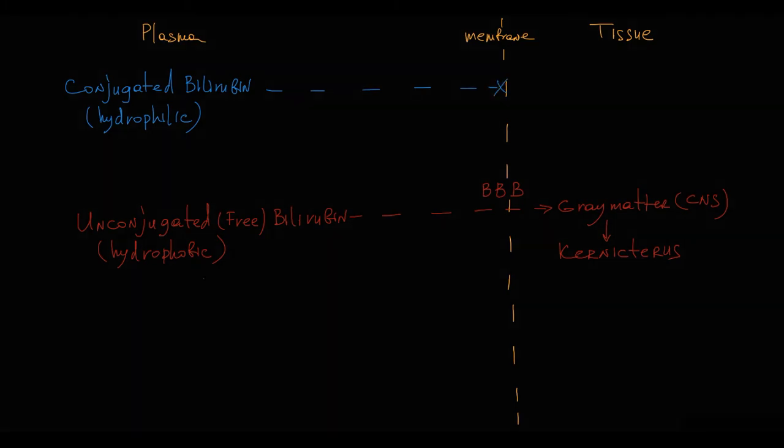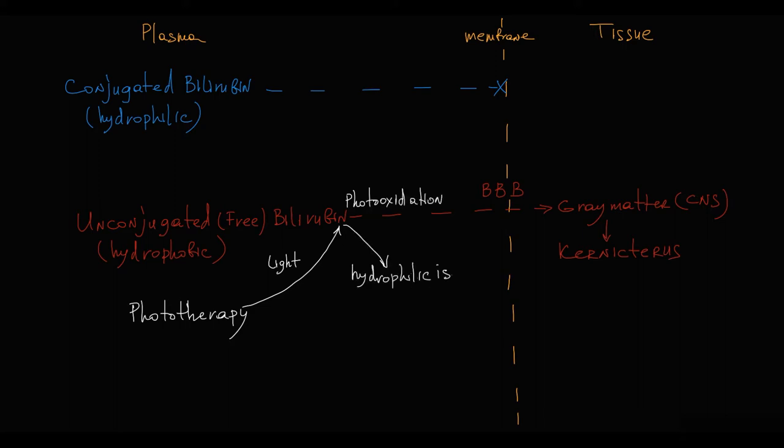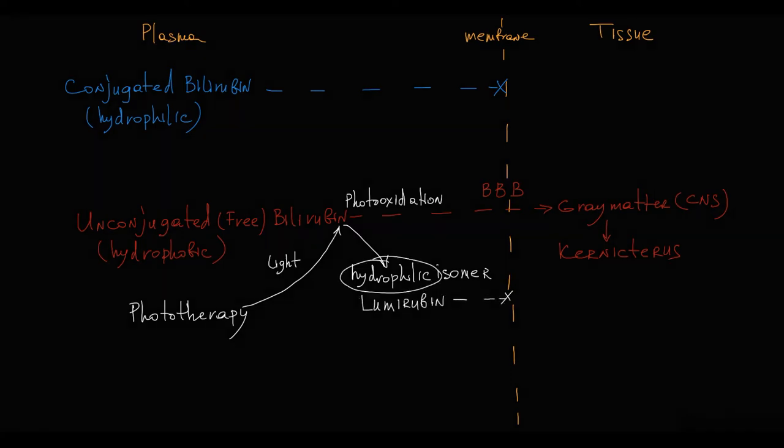And also to prevent kernicterus in case of neonatal jaundice in newborns, we use phototherapy. The logic is that light causes photooxidation of the bilirubin molecule and converts it to a water-soluble isomer called lumirubin that cannot penetrate through membranes. And also because now it's a hydrophilic molecule, it can be excreted into urine and bile.